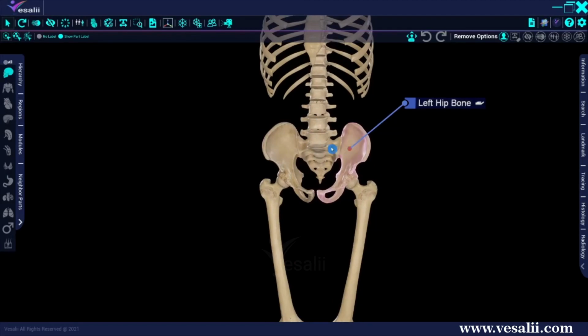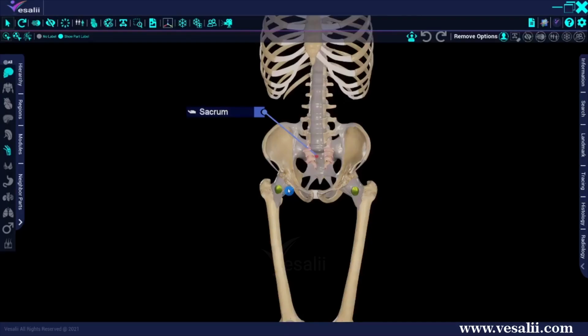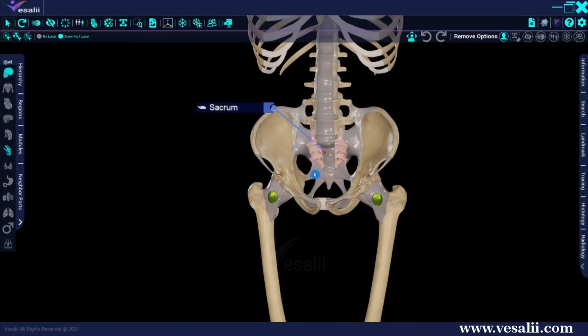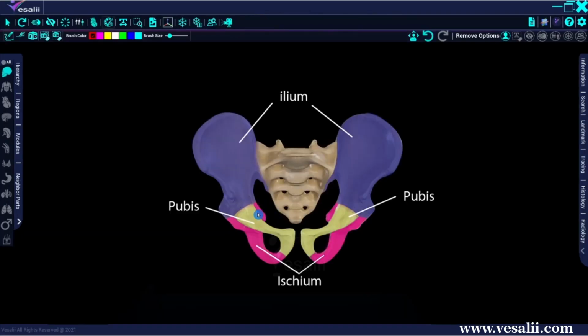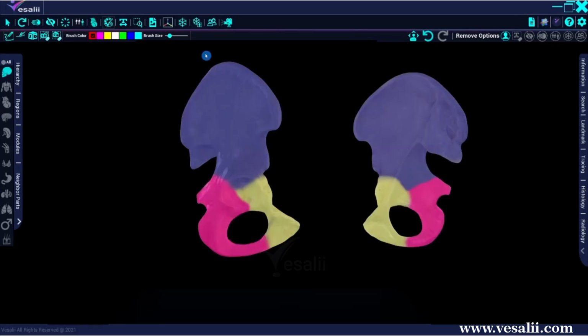The two hip bones articulate with the sacrum at the sacroiliac joints and join each other anteriorly at the pubic symphysis to form the pelvic girdle. Each hip bone is composed of three parts: the ilium, highlighted in purple, the pubis, appearing in yellow, and the ischium, seen here in pink. On the right side, you see the lateral view of the hip bone, and on the left, you see the medial view.